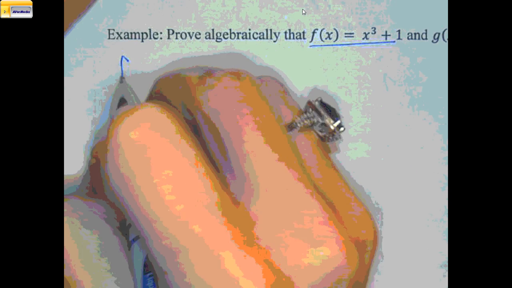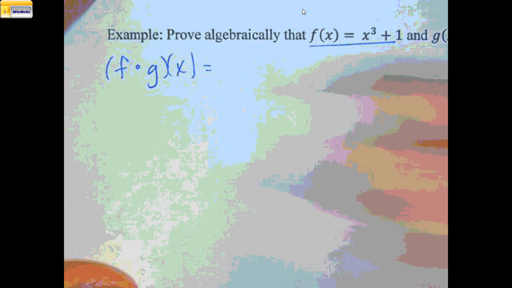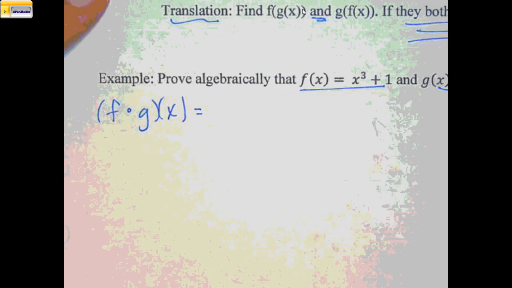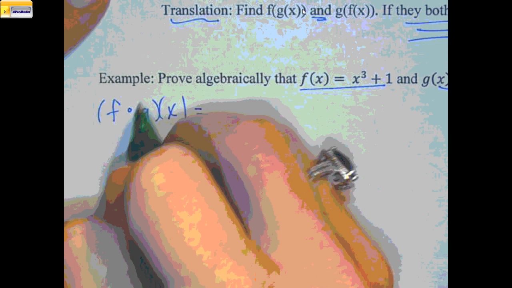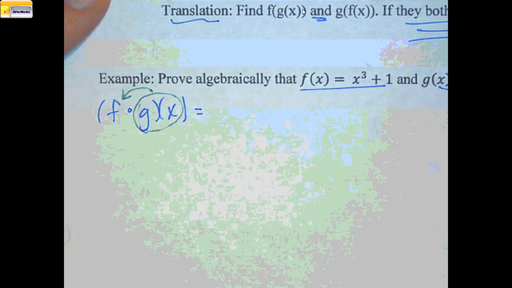They give us the function for f of x and g of x, and they want us to prove that they are inverse functions. So let's see here. I have to find first f of g of x. That is not fog, that's f of g of x. That means, and because this is my notes, I'm going to draw an extra little thing in here. I'm going to take g of x, plug it into the function f. That's what's going to happen.